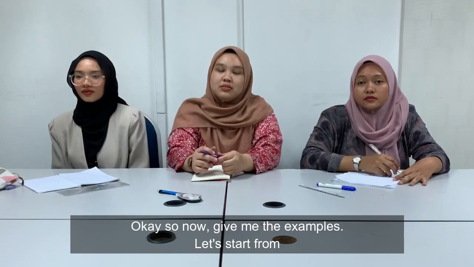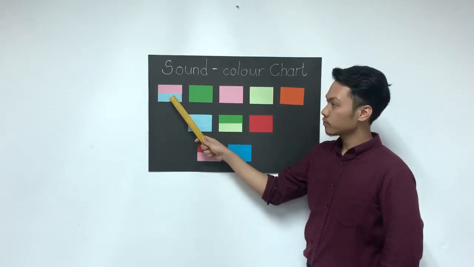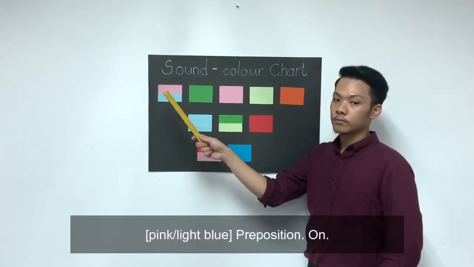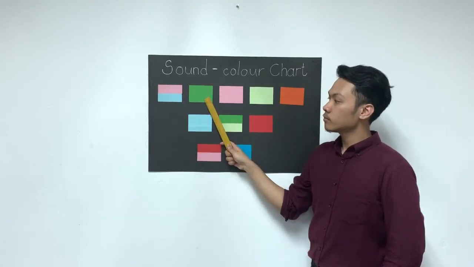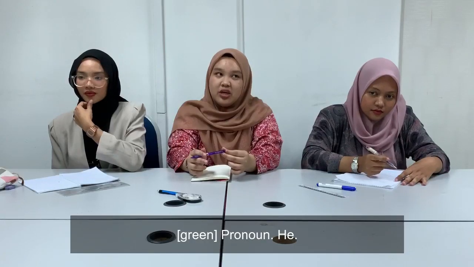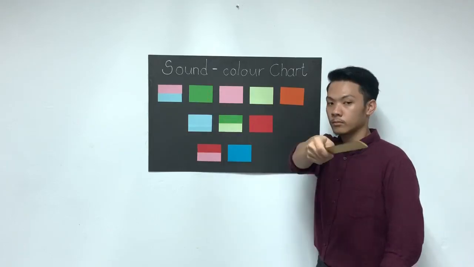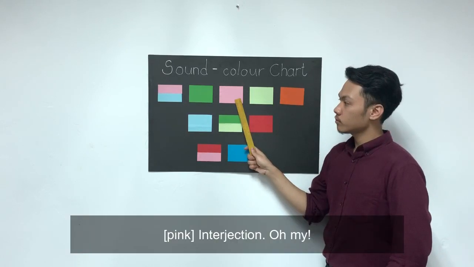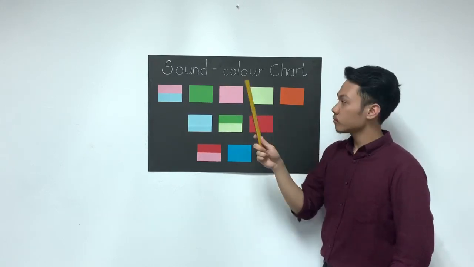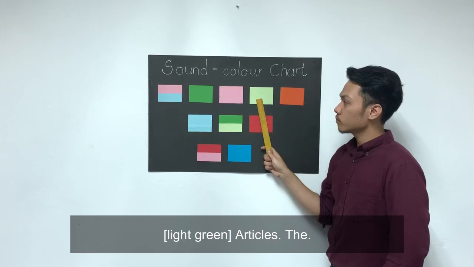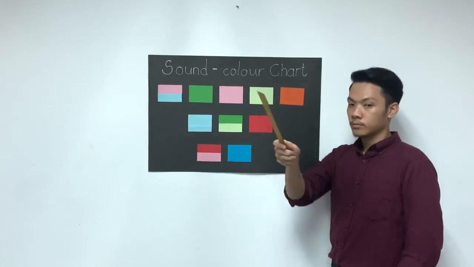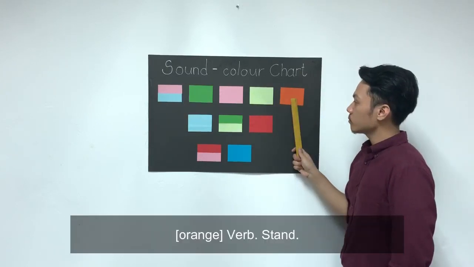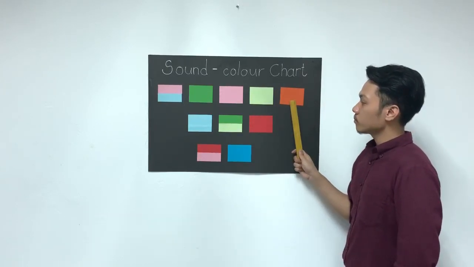Let's start from preposition. On. Pronoun, she. Pronoun, he. Interjection, oh my! Articles, the. Articles, a. Verb, stand. Verb, swim.